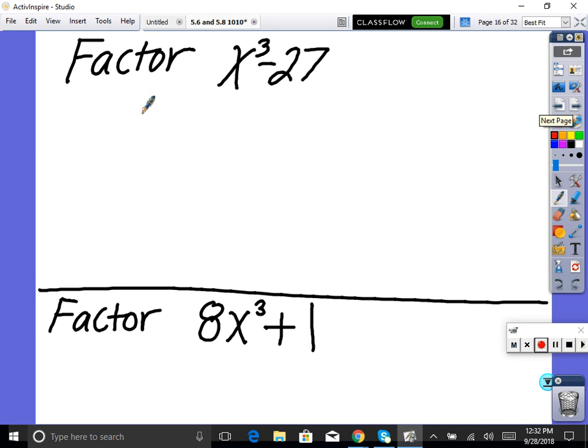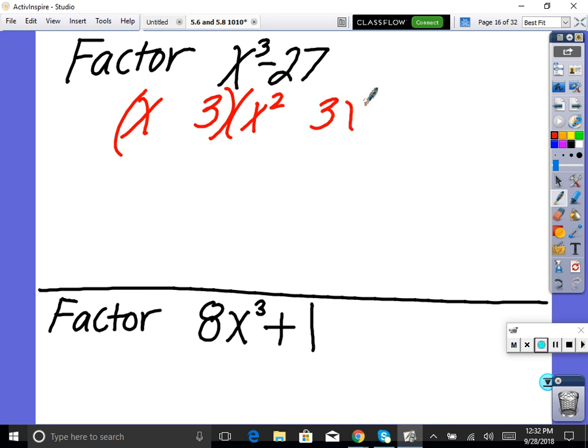Okay, same thing here. Cube root the front thing, we get x. Cube root the back thing, I get 3. Front times the front, front times the back, and the back times the back. This sign and this sign are the same, and the next sign's opposite, and the final sign's always plus.